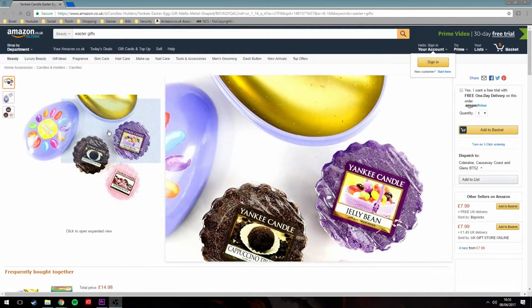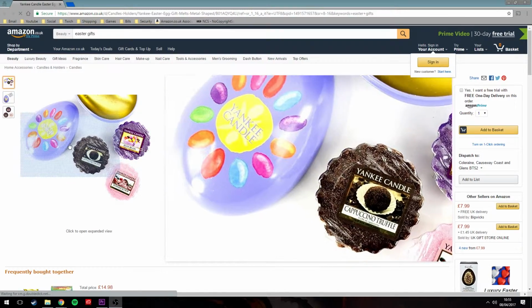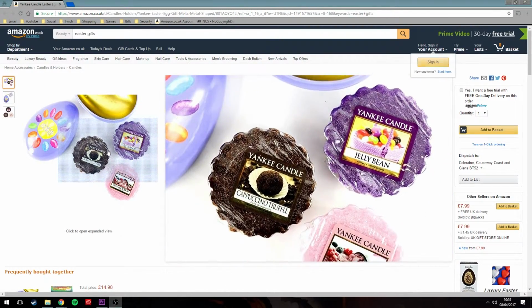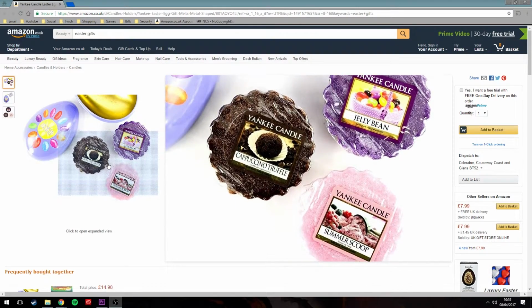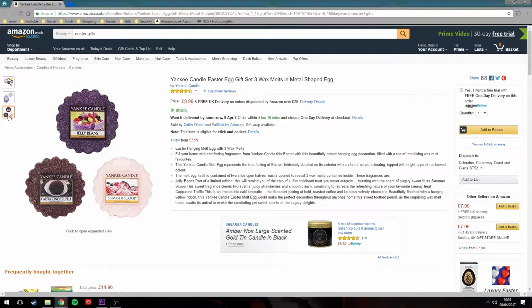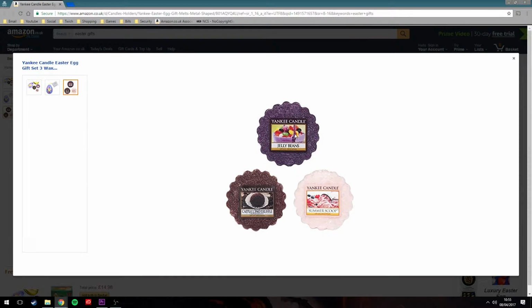So we all know that one person who is obsessed with candles, so why not feed that obsession with the Yankee Candle Easter Egg gift set? The set comes in a decorative metal shaped egg which you crack open to reveal 3 wax melts, which are jelly bean, cappuccino truffle and summer scoop, which will surely get you that homely Easter smell in your house. This set is only $8.99 and will surely satisfy the candle lover in your life.